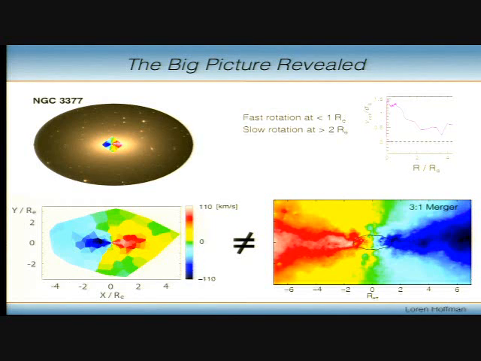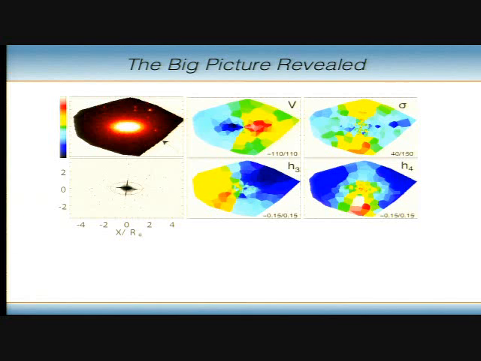And I think you agree that when you compare this to a 3-to-1 merger remnant, they no longer look the same on these spatial scales. And I'll just point out that we also have other measurements. I'm just talking about velocity today, but we also have maps of velocity dispersion, H3 and H4, on these large spatial scales. And we're finding a lot of structure.